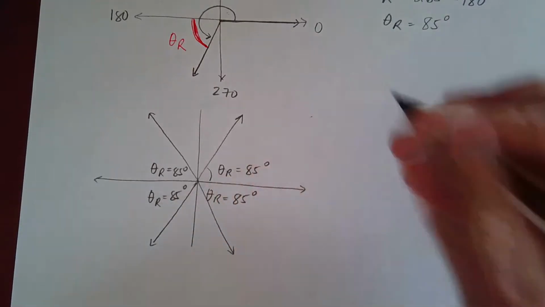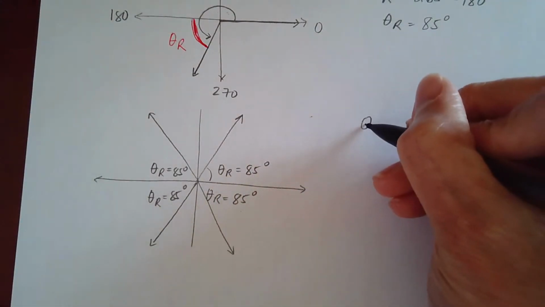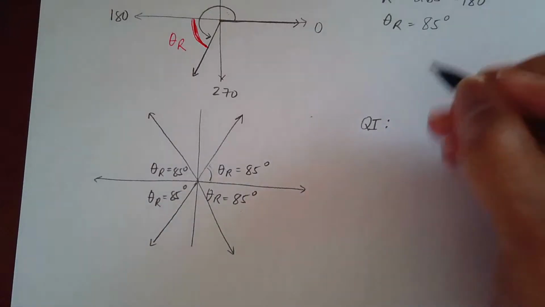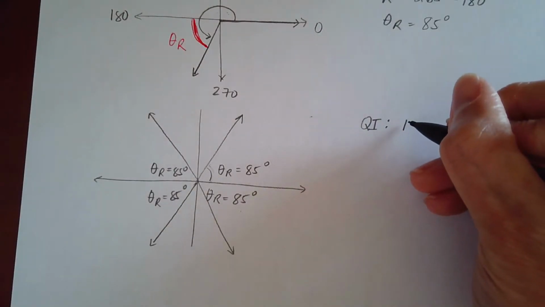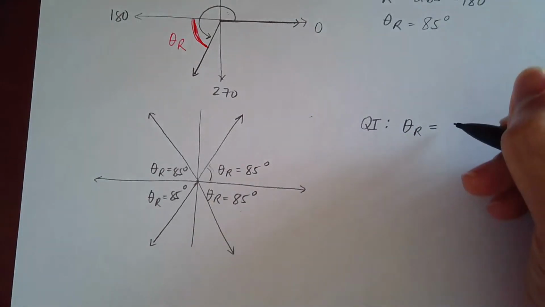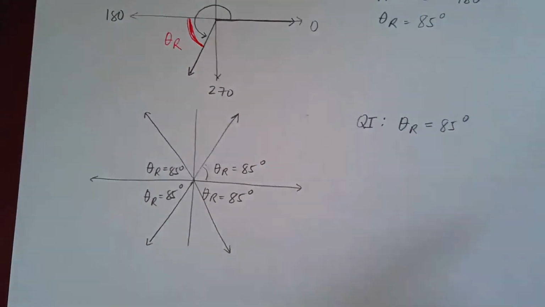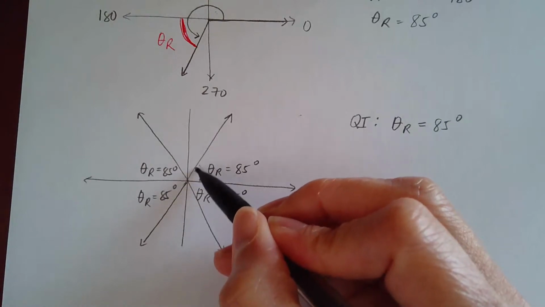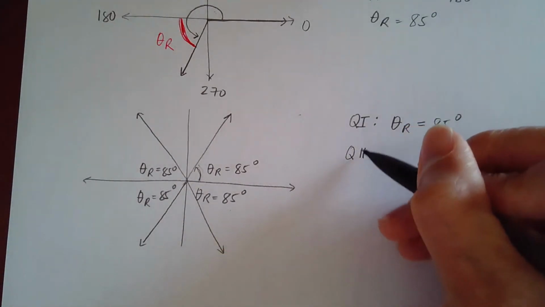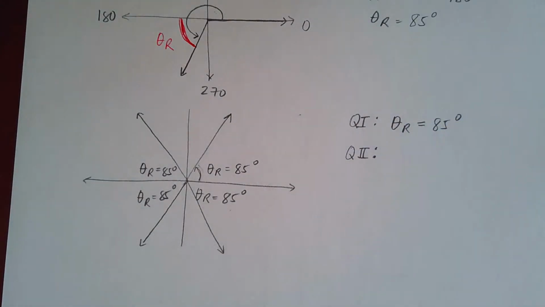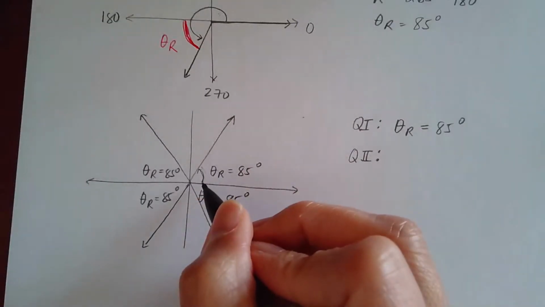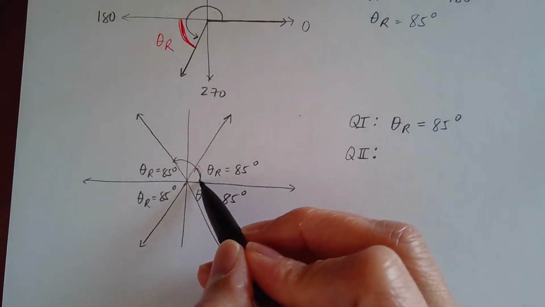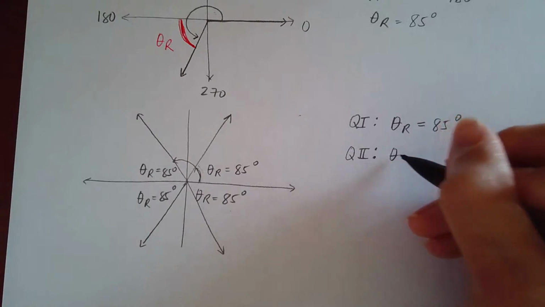Okay, so what is the theta? Quadrant 1. So what's the angle in that one? Theta r is equal to 85 degrees, because that's from here to there. What about in quadrant number 2? Quadrant number 2 is from here all the way to this part. So what would that be?